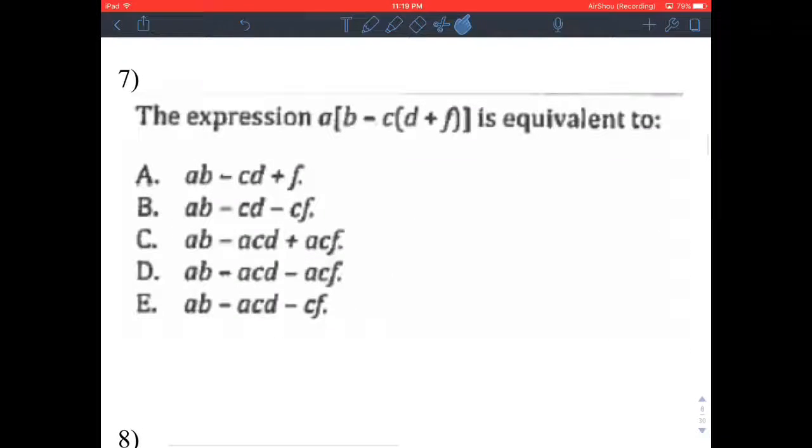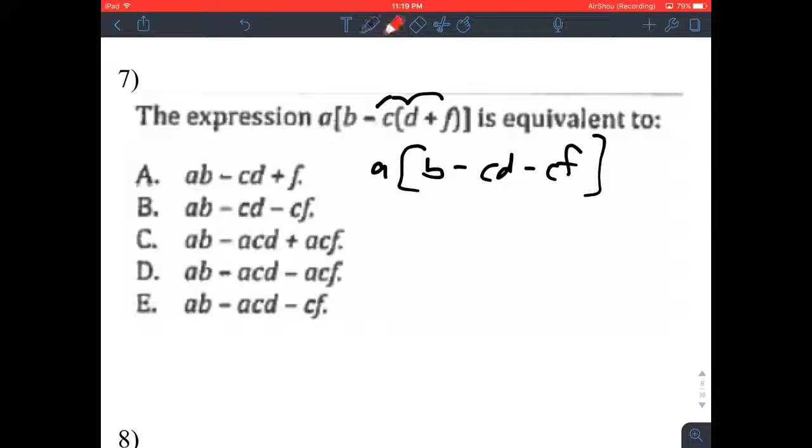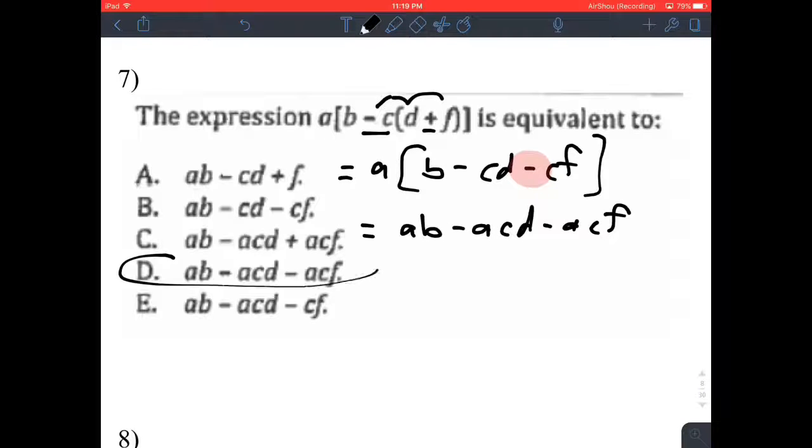All right, let's look at example 7. The expression is equivalent to which of the following? Well, let's distribute the minus c. It's going to be a times b minus cd minus cf. It's important that this is a minus because we are multiplying, in a sense, a negative times a positive, which is a negative. If we then distribute the a, we're going to get ab minus acd minus acf. That is answer D.